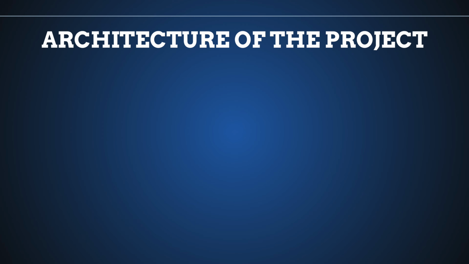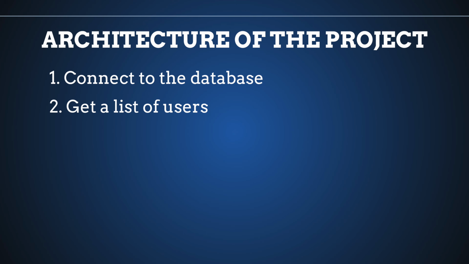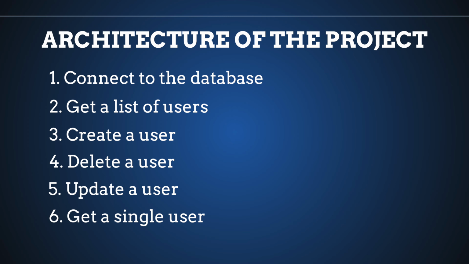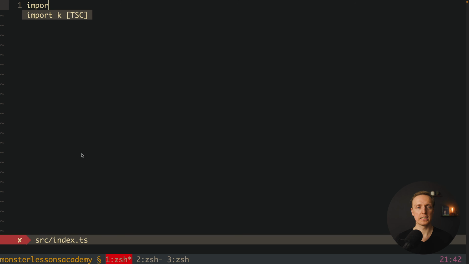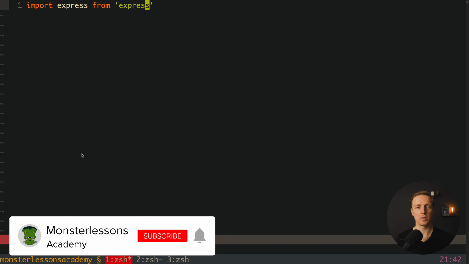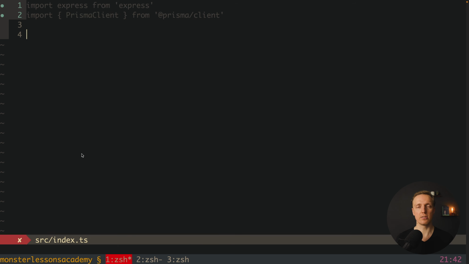What we want to create is to connect to our database, then get a list of our users, create a user, delete a user, update a user, and get a single user. So first of all, what we need here is to import Express from the Express package that we already installed. Additionally, we want to import Prisma Client exactly like we did inside our seed file. We will use it in the same way.